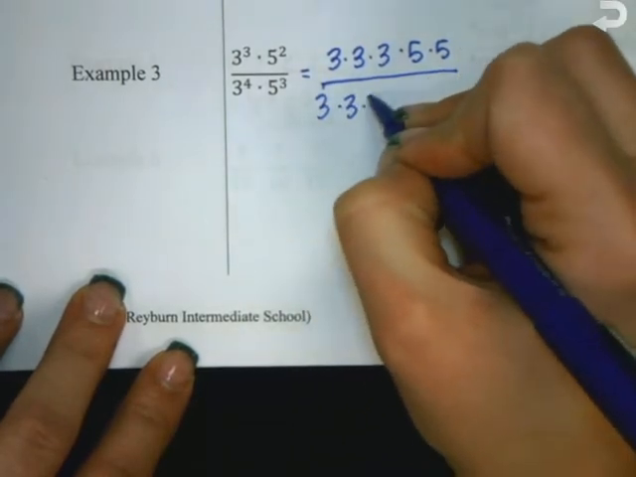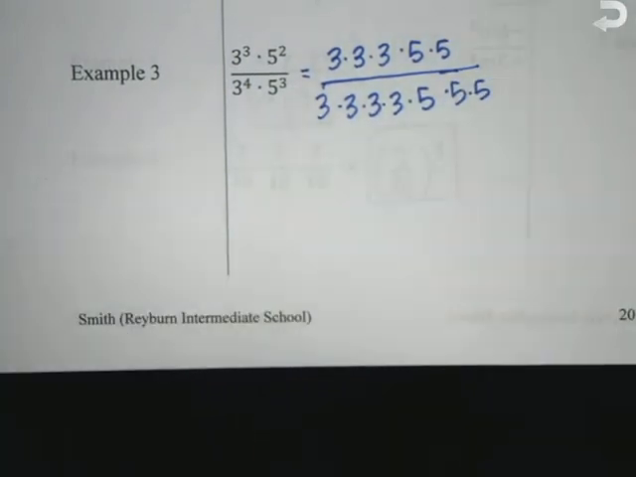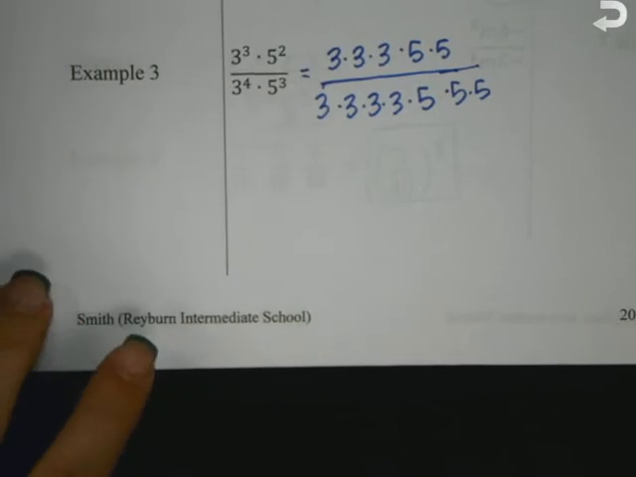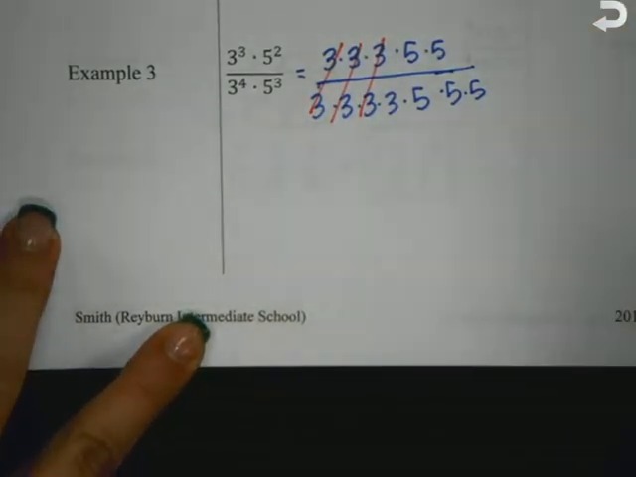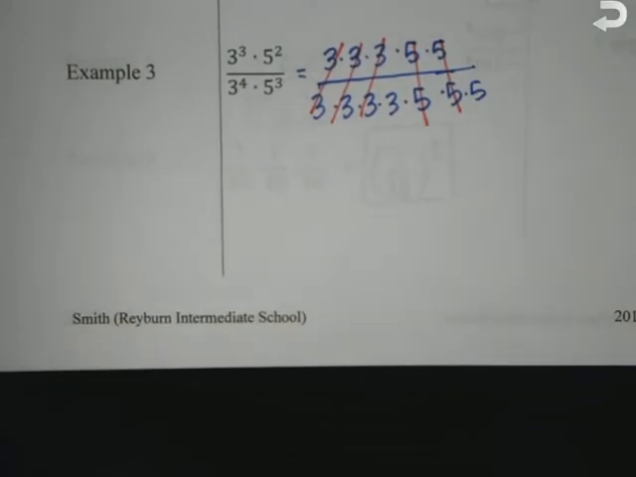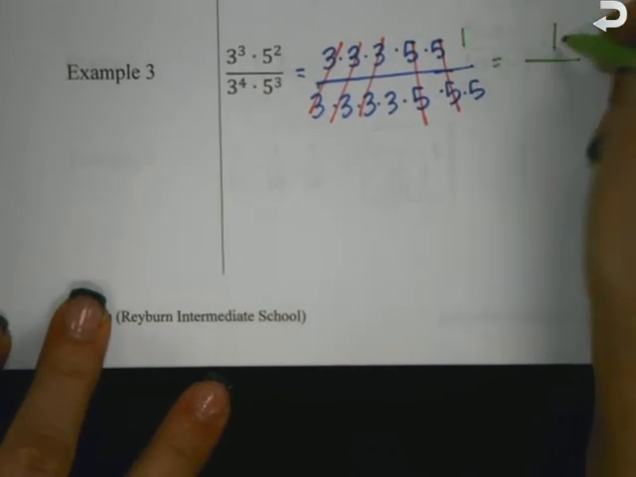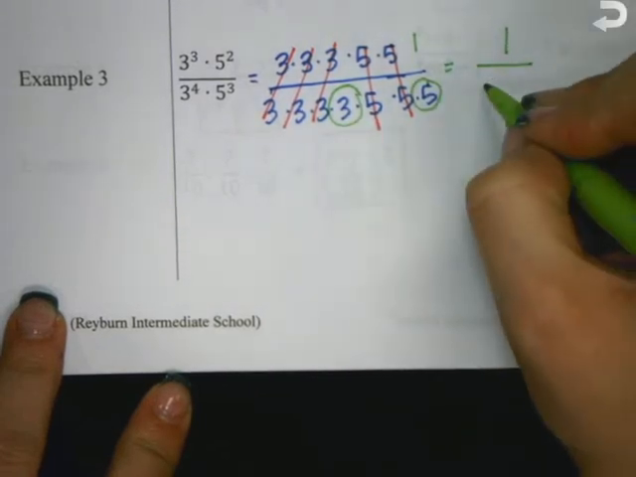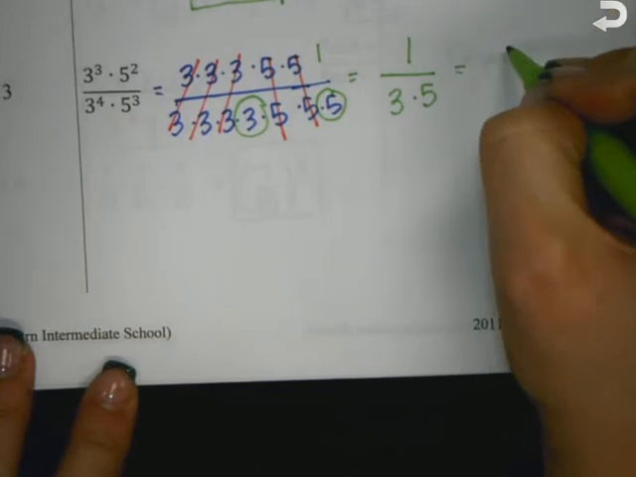Okay, next step, Robert. You had to cancel terms. 1, 2, 3 3s I can cancel, and how many 5s? 2 of them. Okay, there is nothing left in the numerator, so what is there? A 1. So we need to put a 1 placeholder in the numerator. And what's left in the denominator? 3 times 5. And what is 3 times 5? 15. So my answer should be 1 over 15. Thank you, Kevin. I forgot about the numerator.